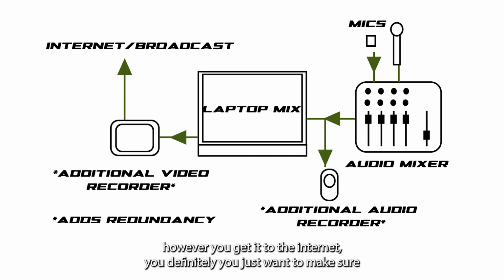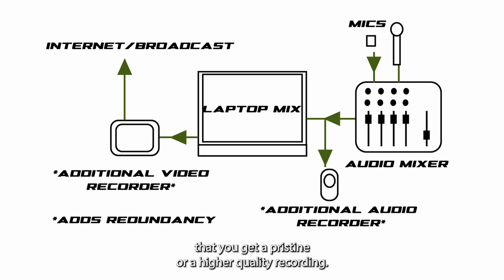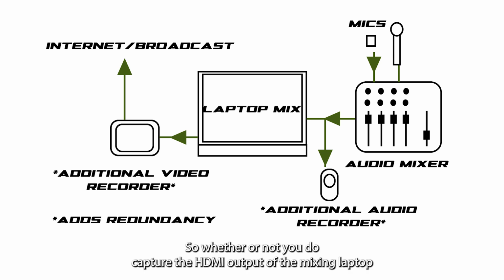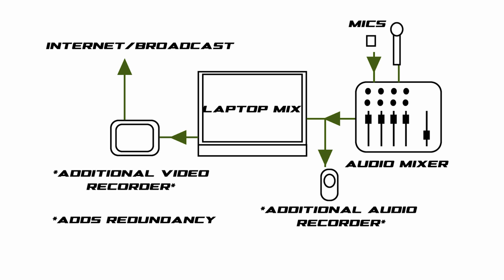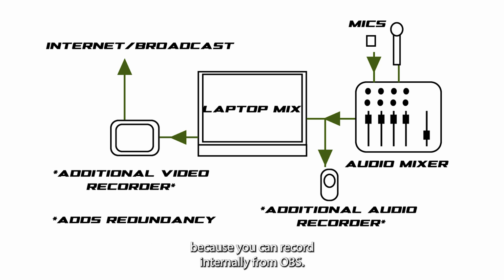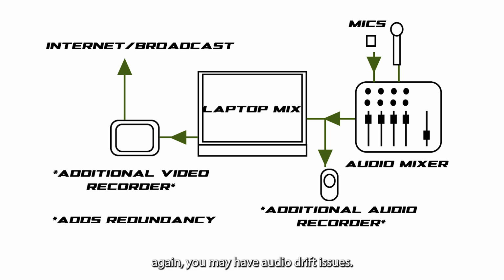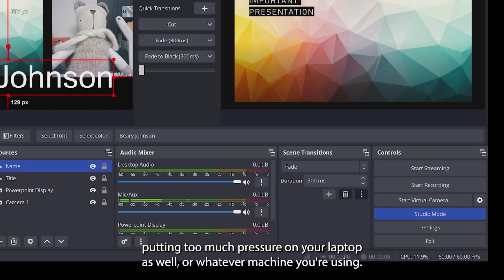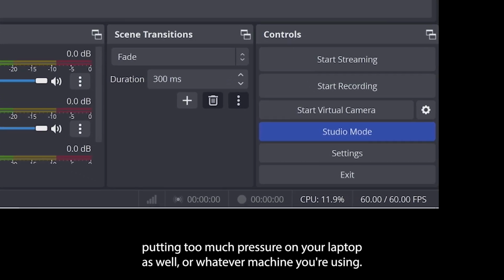However you get it to the internet, you definitely just want to make sure that you get a pristine or a higher quality recording. So whether or not you do capture the HDMI output of the mixing laptop or however you're going to do it, you just need to make sure that you're getting the best quality as possible, because you can record internally from OBS. Again, you may have audio drift issues. That's more likely than not, but also you want to make sure that you're not putting too much pressure on your laptop as well, or whatever machine you're using the mixing.